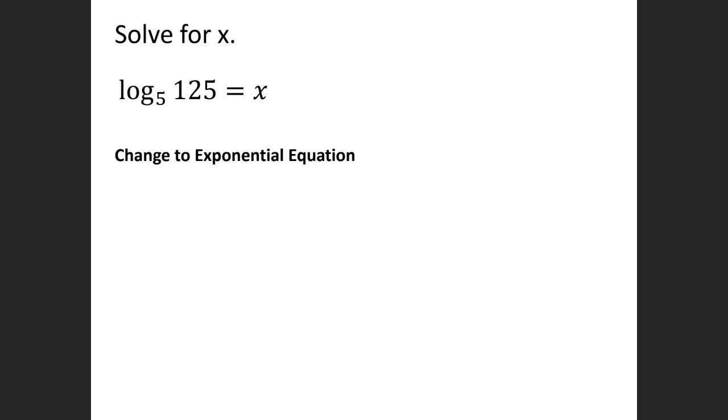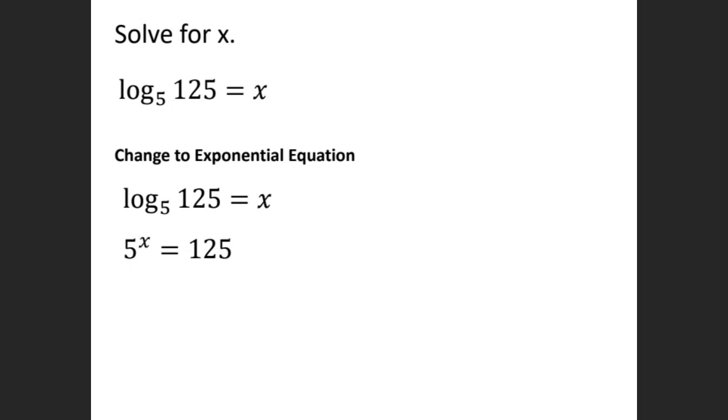Let's go ahead and solve for this one. Log base 5 of 125 is equal to x. Again, I don't want to solve it using logs. Let me go ahead and convert it to exponential form. So I have a log of base 5, which means my exponent is going to have a base 5. The input of the log becomes the output of the exponent. The output of the log is the input of the exponent.